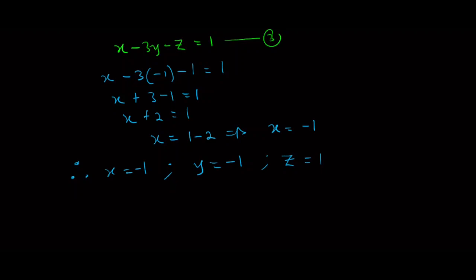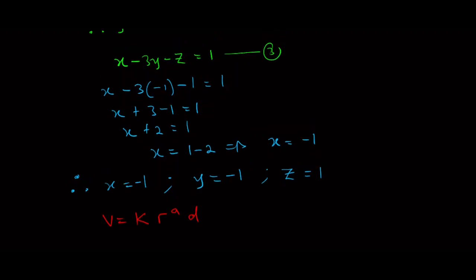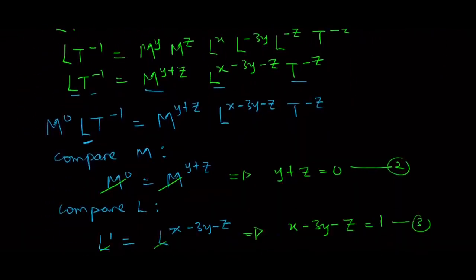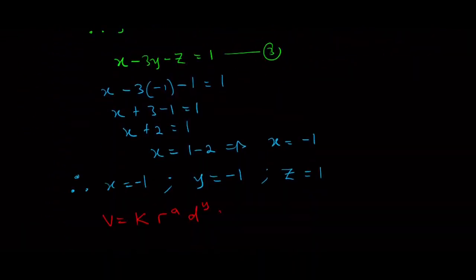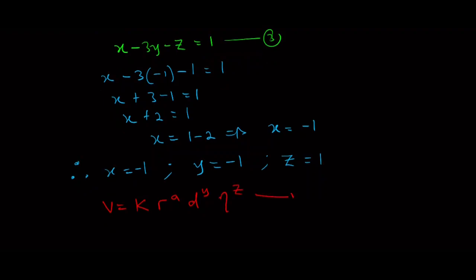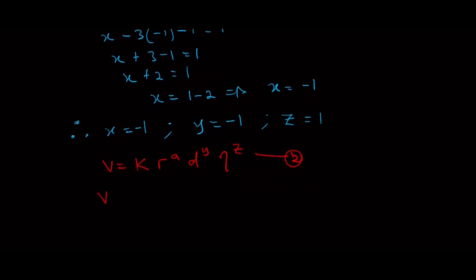Now that we have gotten the values, the powers for the independent variables, we can return them back into the original equation that we have. The original equation says that v is equal to k r raised to the power x, density raised to the power y, then we have coefficient of viscosity raised to the power z. So that's equation 2. Then let's substitute our values back. So we are going to have v is equal to k, r raised to our value for x, which is minus 1, density raised to minus 1, that's the value for y, then coefficient of viscosity raised to 1.